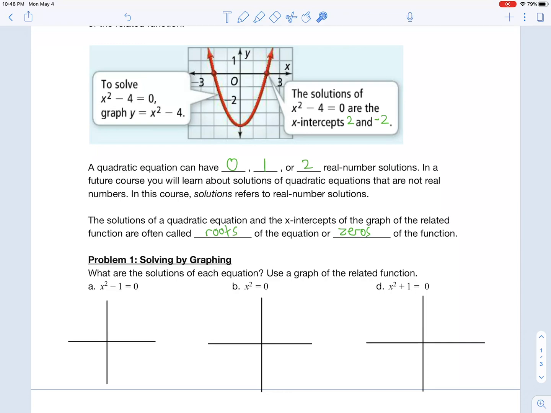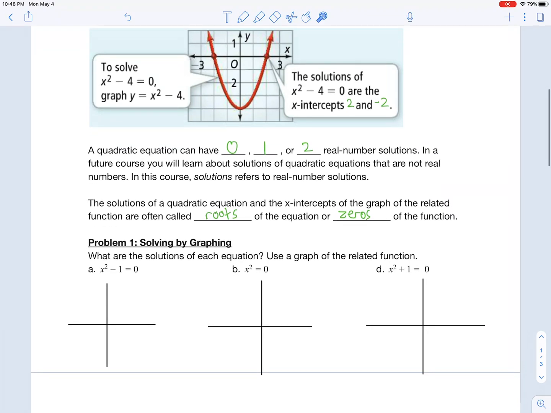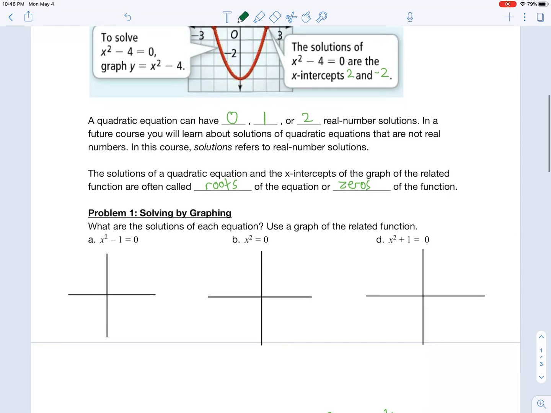A couple other terms you might see here instead of solutions. I might refer to this as roots of the equation. I might call them zeros of the function. Those are basically all interchangeable. We're just trying to find out when that's going to cross the x-axis.